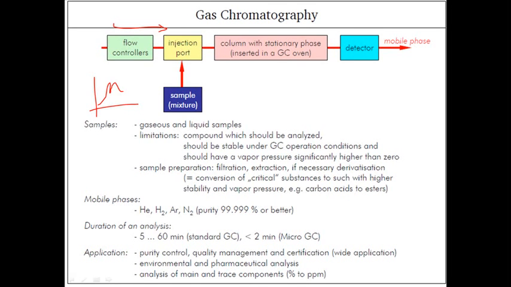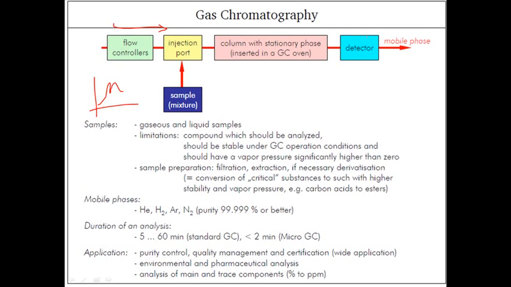We have an injection port. Normally it's a 6 chamber injection port which is used. We have a sample which is injected through this injection port, and then we have the column, which is the main part, where the stationary phase resides and through which the mobile phase passes. And at the end of the column we have the detector, which will detect that.